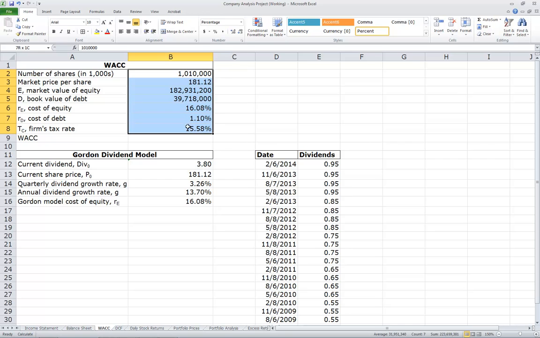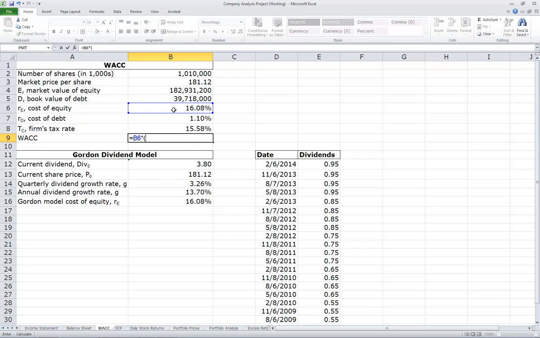Now that we have all of the components for the weighted average cost of capital, we can enter the weighted average cost of capital formula, which is cost of equity times the percent of your company that's financed with equity. So that would be big E divided by E plus D. E and D are the capital structure of your company. And then we're going to add the cost of debt, but since debt is tax deductible, we're going to multiply that by 1 minus your tax rate to come up with a tax adjusted cost of debt.